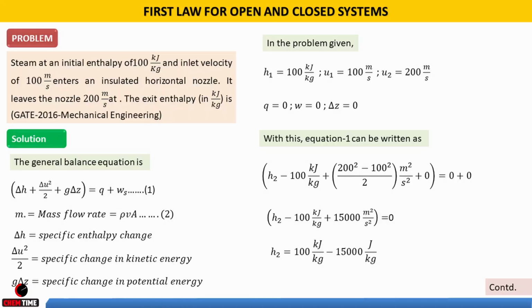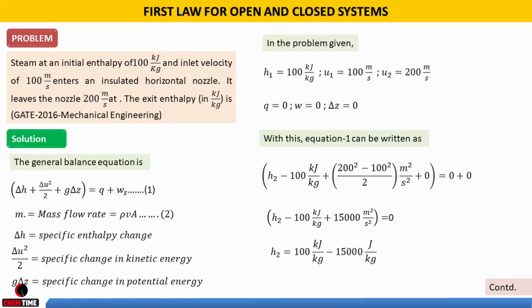This is the problem of an open system because there is velocity, there is a flow in the form of velocity. So we have to apply the first law of thermodynamics to an open system, which can be written as delta H plus delta U square by 2 plus g delta Z is equal to Q plus Ws. Here Q is heat energy per unit mass and Ws is shaft work per unit mass. Delta H is specific enthalpy change, delta U square by 2 is specific change in kinetic energy, g delta Z is specific change in potential energy.